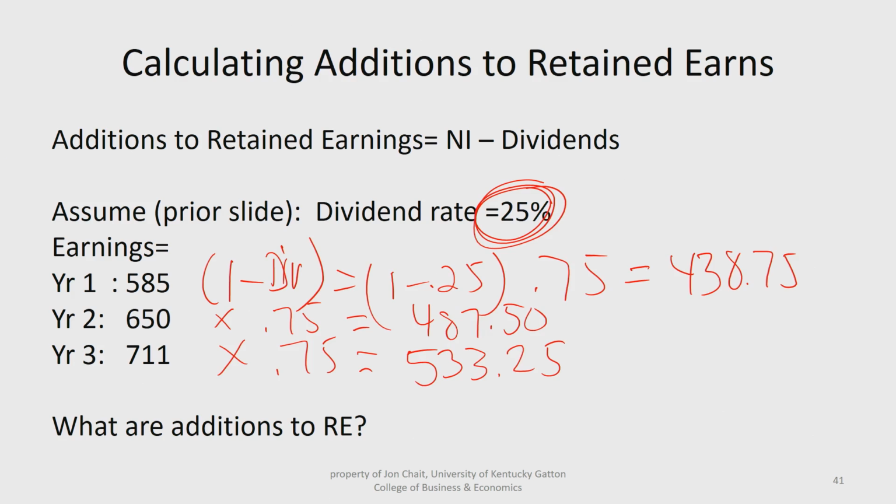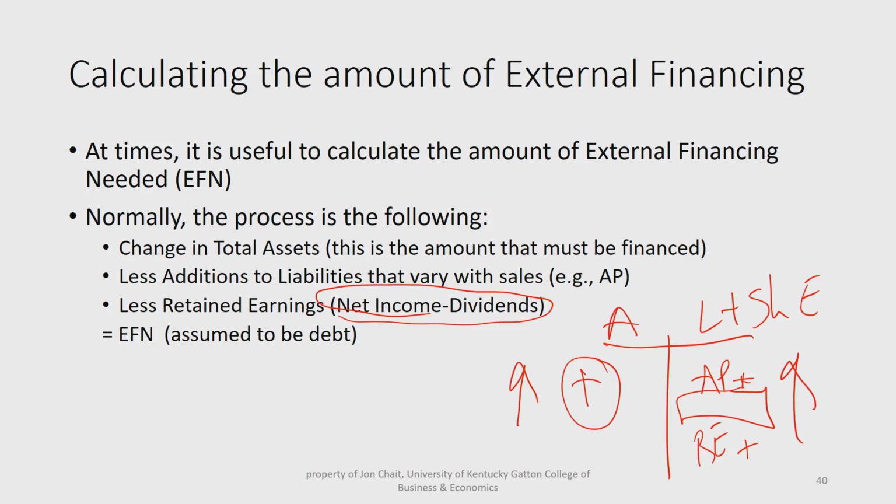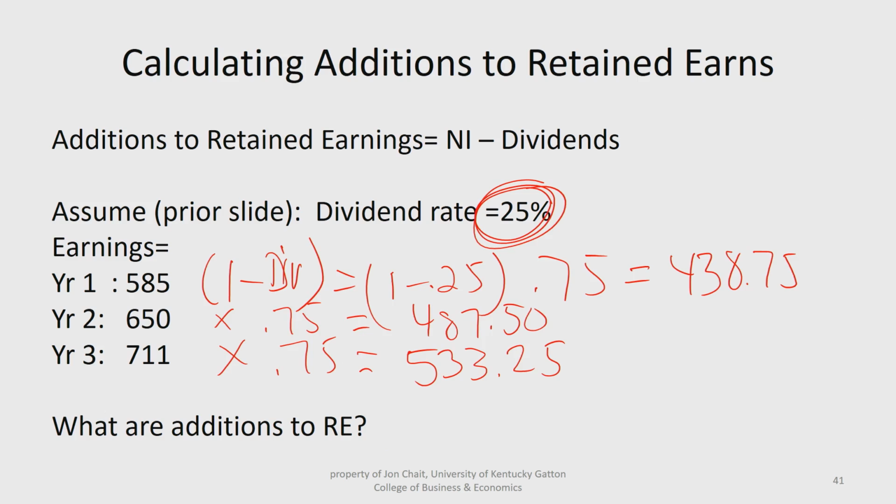It's just that simple. Usually there isn't a problem on exams that's this simple, but usually you need to know this. Why do you need to know it? Because you need to figure out this right here. You need to calculate the additions to retained earnings as part of this problem. Just remember that's how to do it. It's 1 minus 0.25, that gives 0.75, and then 0.75 times 585 gives you the additions to retained earnings.